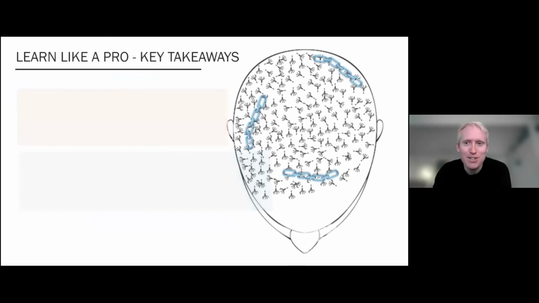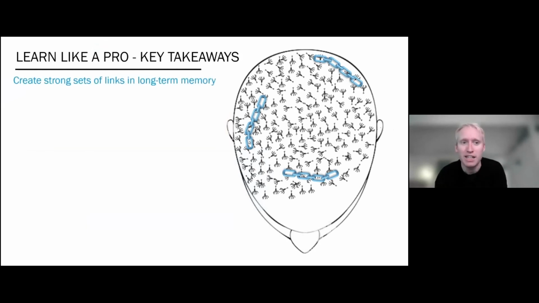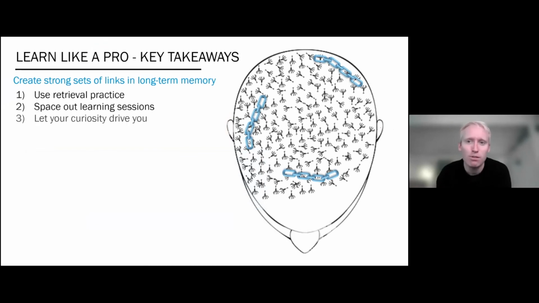So, all right, to sum up these two master classes, we started last time talking about what happens in the brain. When you learn, you have to create these strong sets of links in long-term memory. And you can do that by using retrieval practice, space out learning sessions, let curiosity drive you, and learn both declaratively and procedurally. And if you didn't watch the first part of the masterclass, you can watch the recording from that.